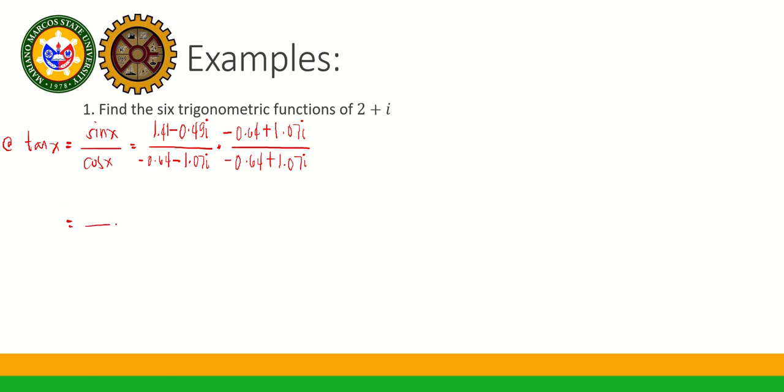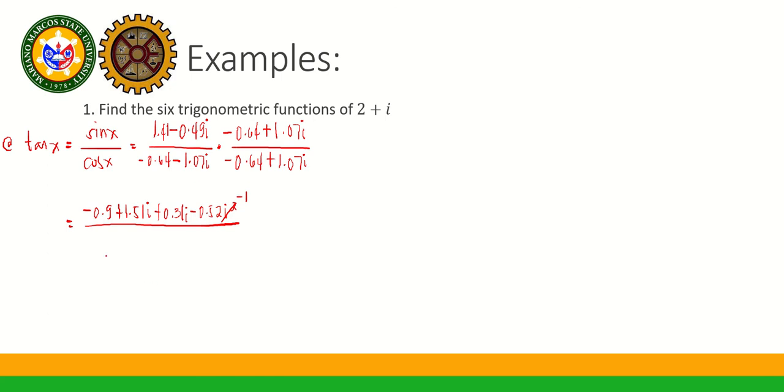the FOIL method. So this will be equal to, okay, 1.41 times negative 0.64, that is negative 0.9. And then 1.41 times 1.07 is 1.51. Of course, we have i here, so that is positive 1.51i. And then negative 0.49i times negative 0.64 is positive 0.31i. And then negative 0.49 times positive 1.07i will be equal to negative 0.52i squared. And we all know that i squared is equal to negative 1.